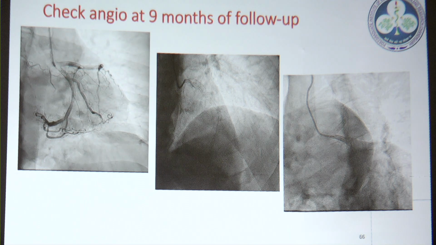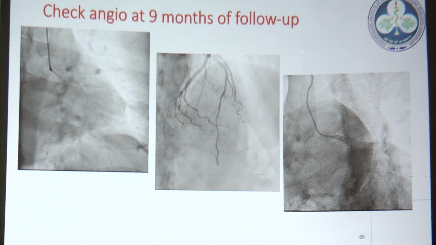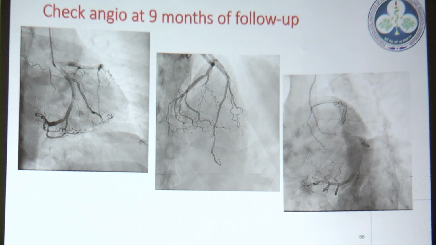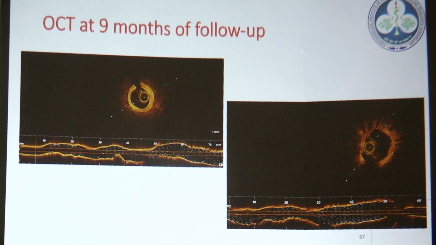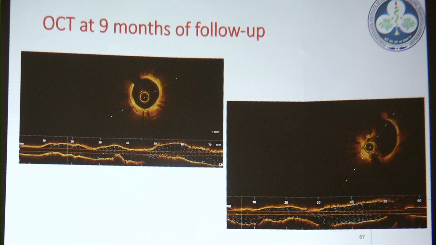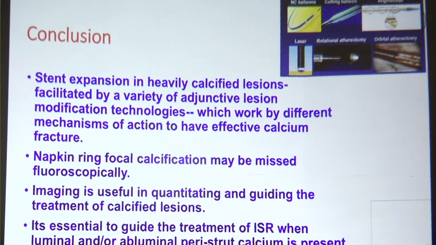And this is the check angiogram at 9 months of follow-up, patent stent across the LAD. We also had OCT done, which is well across the distal to mid and mid to proximal segments. So in conclusion, stent expansion in heavily calcified lesions can be facilitated with various adjunctive lesion modification techniques, and ultimately one has to have a calcium fracture prior to putting the stent across, which can be done by NC balloon, cutting balloon, and various ablative therapies.